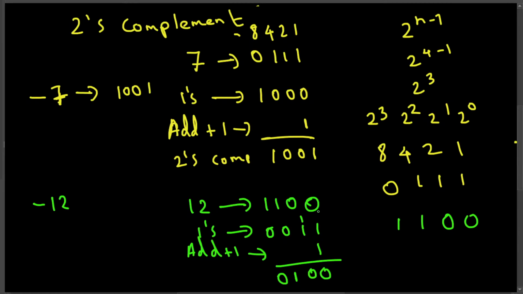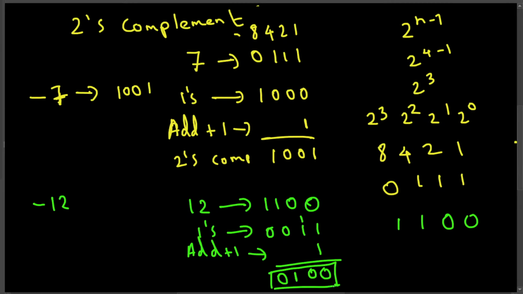Let me double check again, like 12 is 8 plus 4. So we put 1 1 0 0. We took 1's complement, that's flip of this, 0 0 1 1, and add 1 to that, that is 0 here, carry 1, 1 plus 1, that is 0, and then we have 1, 1 here, and then 0. Yeah, so this is the 2's complement of 12, that's minus 12.